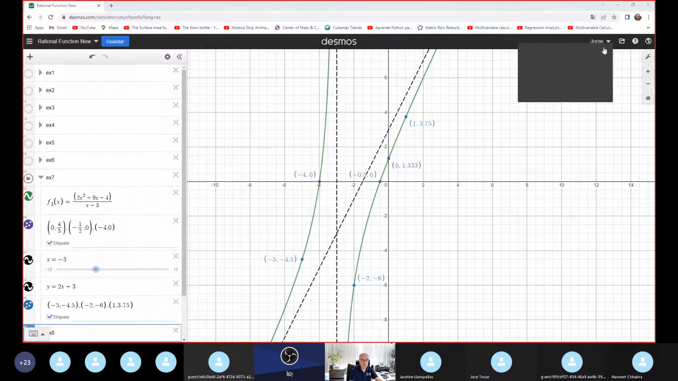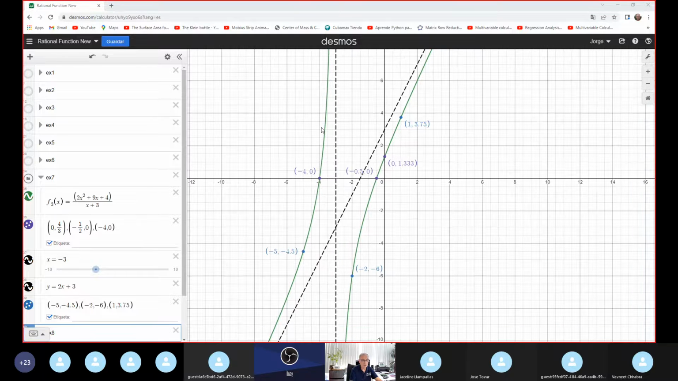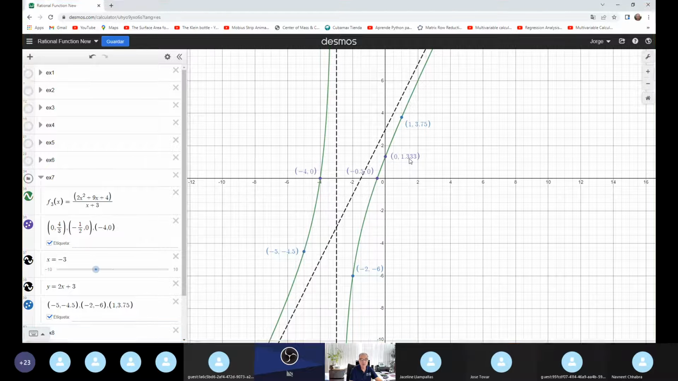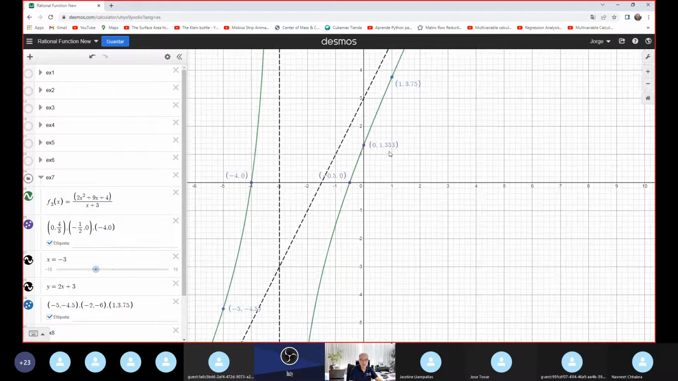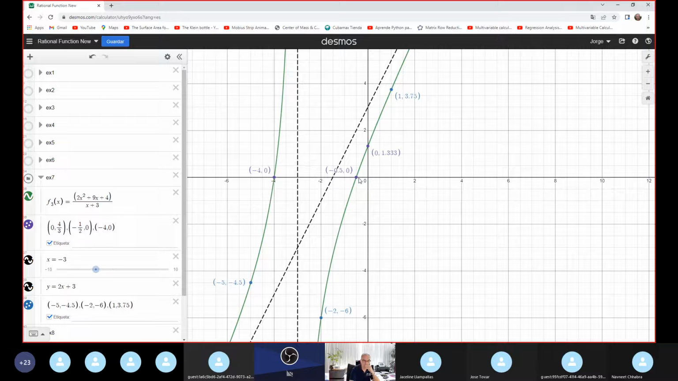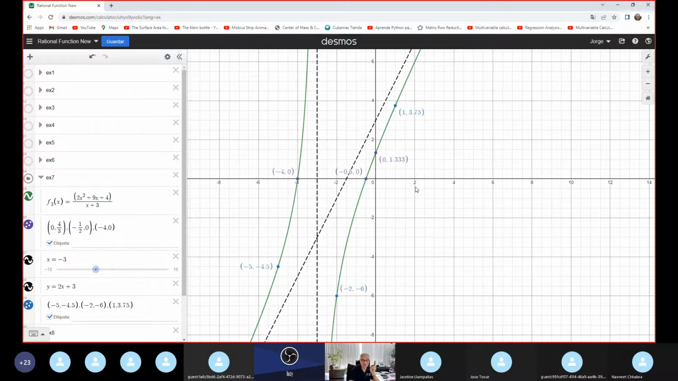Okay. Do you see? This example, look at that. The most important points are, look at the y-intercept, this one. This is the y-intercept, look. The y-intercept is 0, 1.3 repeated, and we have 2, 0. Negative 1 half, okay, negative 0.5, comma 0, and negative 4. Then I plot, remember, two asymptotes. My problem contains two asymptotes, one vertical, get this, and one slant, get this.